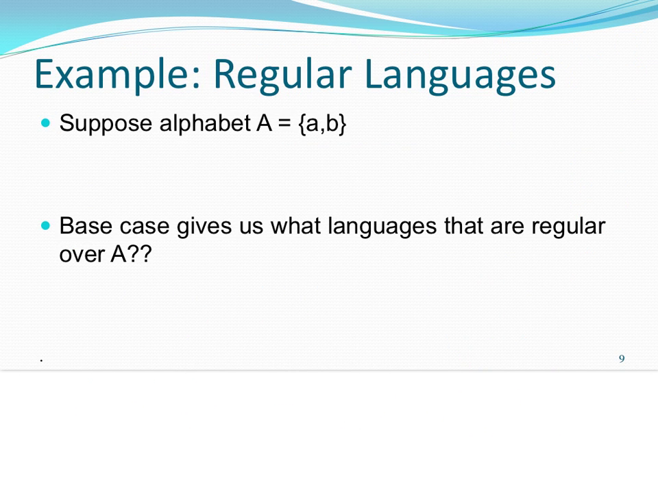So, just to review, let's suppose my alphabet is just the set containing two symbols A and B. If you look at the base case, those three rules, what languages do we know that are regular over A? Well, we know there's 4 languages that are regular. There's one, the empty set. Another language is the language just containing lambda. Another language is the language just containing A. And another is the language just containing B. So the base case gives us a set of 4 different languages, right? Each of these is a set of strings.